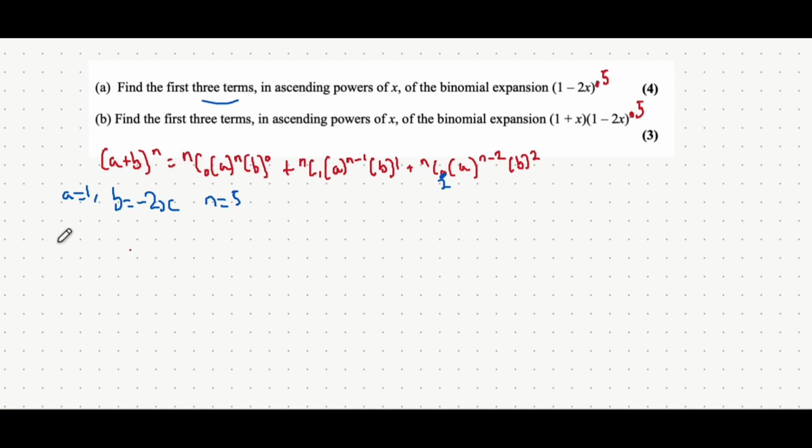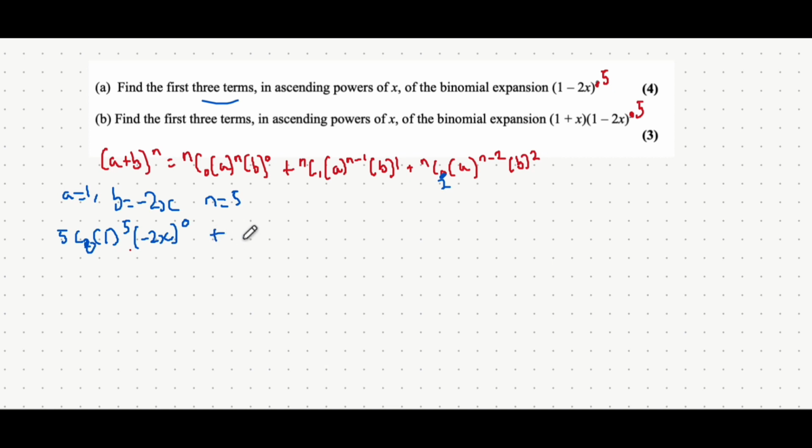So putting it into the first term, we have 5 choose 0 multiplied by a, which is 1, all to the power of n. Sorry, there are so many numbers, you have to be very careful not to mess up just like I did. So 1 to the power of 5 multiplied by b, which is minus 2x, all to the power of 0. That will get you the first term.